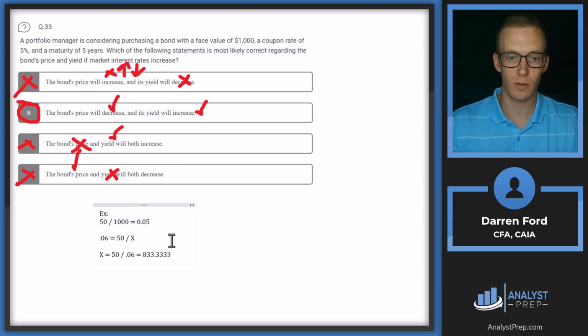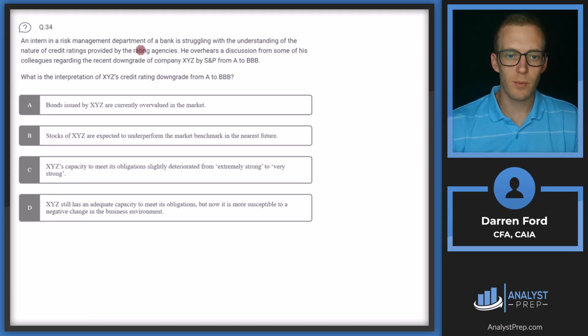So yields will increase. Price goes down, yield goes up. Answer B. Question 34. An intern in a risk management department of a bank is struggling with the understanding of the nature of credit ratings provided by the rating agencies. He overhears a discussion from some of his colleagues regarding the recent downgrade of company XYZ by S&P from A to BBB. What is the interpretation of XYZ's credit rating downgrade from A to BBB?